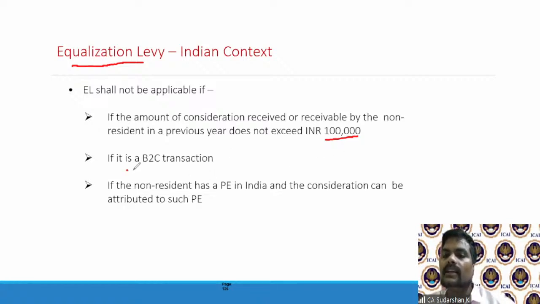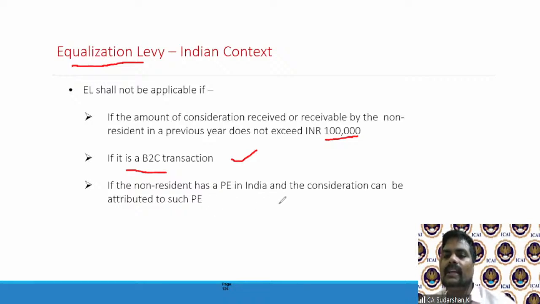And if it is a business to consumer transaction. So here they are targeting large digital companies. Large digital companies is what they target. You and me are not going to go do online advertisement. Indian businesses will engage Google to make it. So they're looking at B2B transactions where money is also there. If it is a B2C transaction, then equalization levy shall not be applicable. You can understand, very rarely you will come across a B2C transaction in online advertisement.